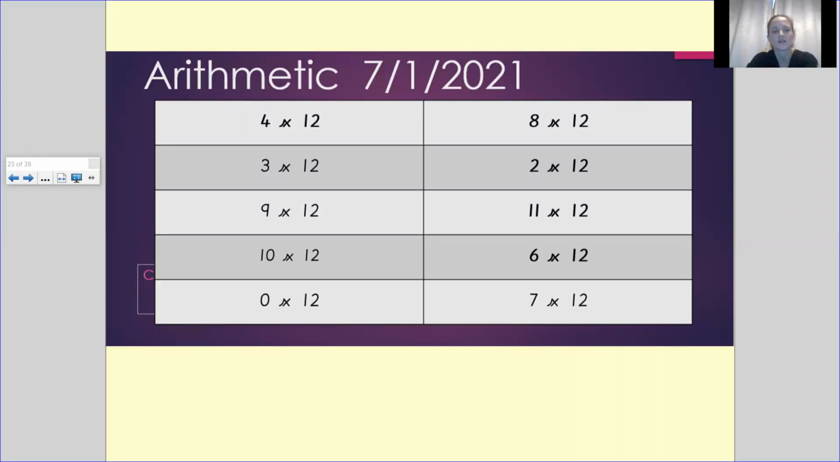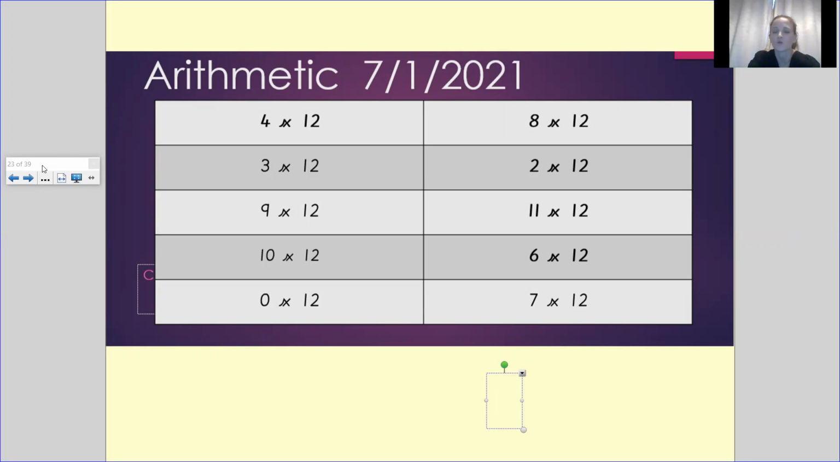The first question is 4 times 12. Then we have 3 times 12, 9 times 12, 10 times 12, 0 times 12, 8 times 12, 2 times 12, 11 times 12, 6 times 12, and 7 times 12.